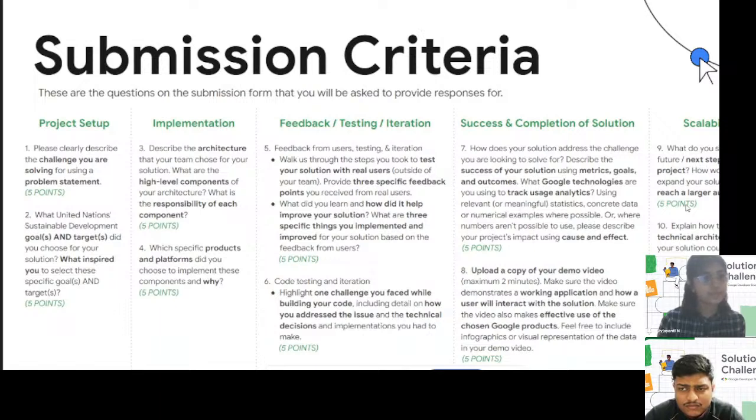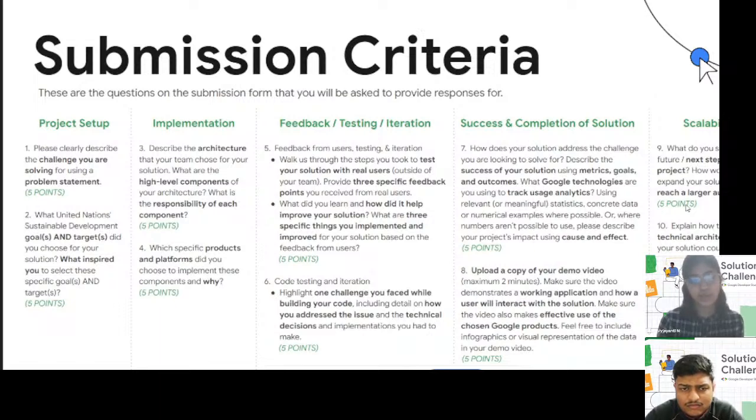Second thing, how is it fitting into the right category of the United Nations goals? As I told you, it's better to pick a problem statement which falls into the 17 sustainable goal categories. And they're also going to ask you what inspired you to select the specific goals and targets.